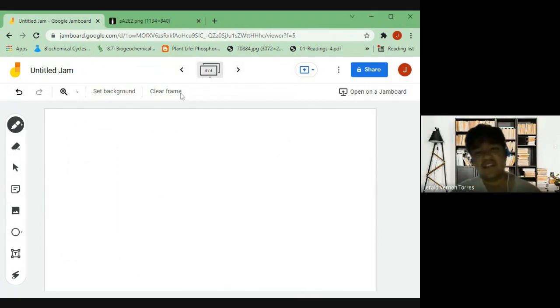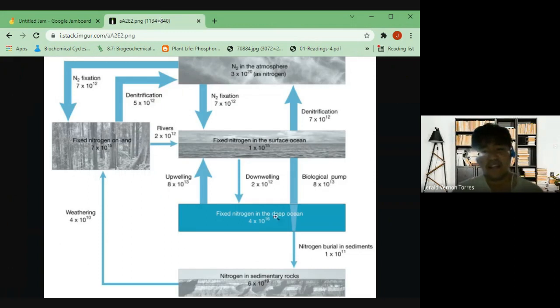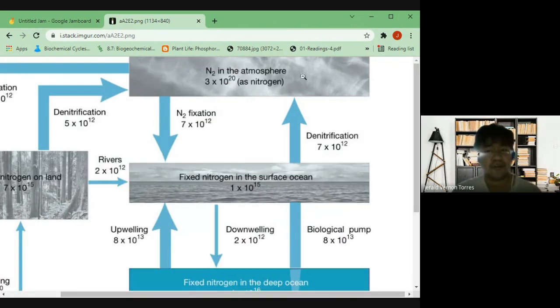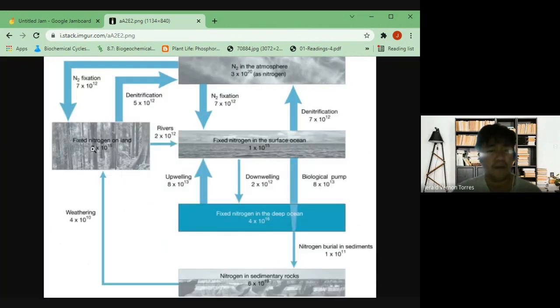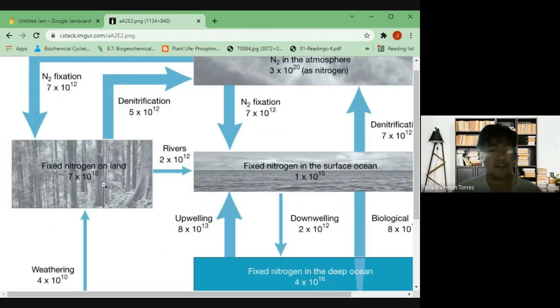So these are the ways class on how will you calculate the residence time of a material. Okay, let's try to compute for the residence time. Okay, let us look at this nitrogen cycle. So technically what you're seeing right now is a simplified form of your nitrogen cycle. So ito yung mga size ng reservoir. So ito yung atmosphere ninyo. So ang size ng reservoir ninyo is 3 times 10 raised to 20. Ito naman sa lupa, no? 7 times 10 raised to 15 lupa. So waters ninyo sa surface and sa deep waters ninyo.